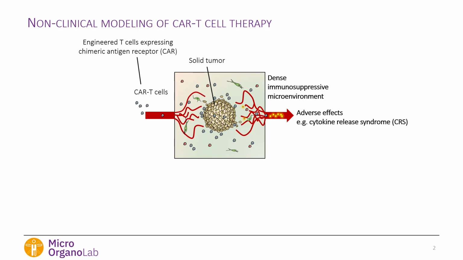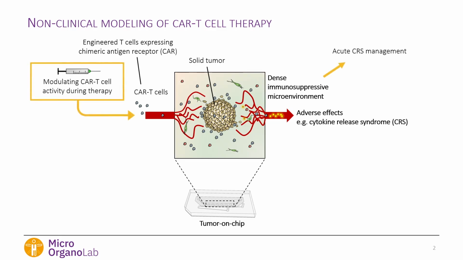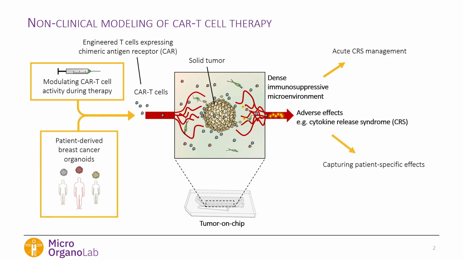It is important to note that there is so far no existing model to predict the occurrence of CRS in patients and to study the mechanistics behind it. So these are the aspects that we would like to recapitulate within the tumor-on-chip model. Today I would like to give an example of how we can use the system to model acute CRS management by modulating CAR T-cell activity during the therapy, as well as testing whether we can capture patient-specific effects by integrating patient-derived breast cancer organoids.